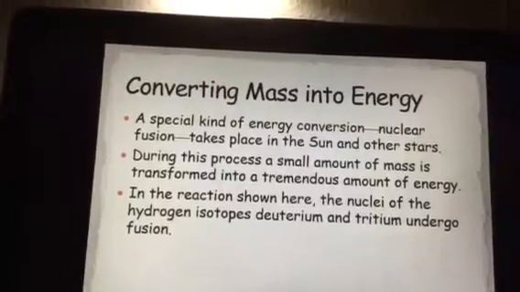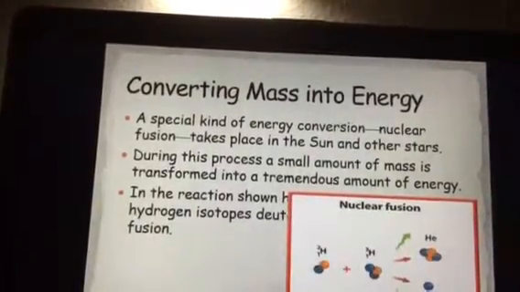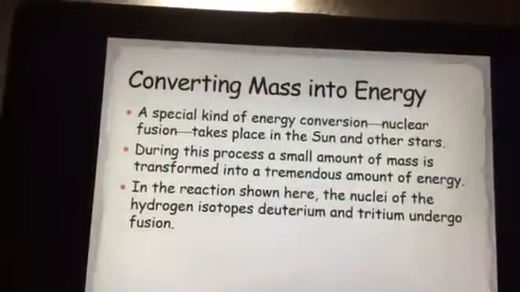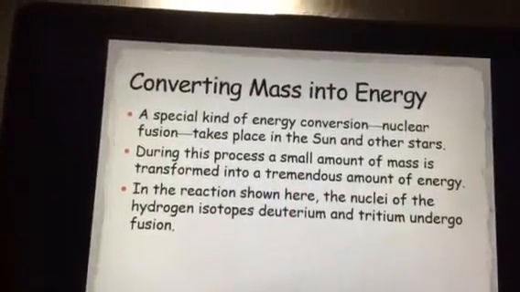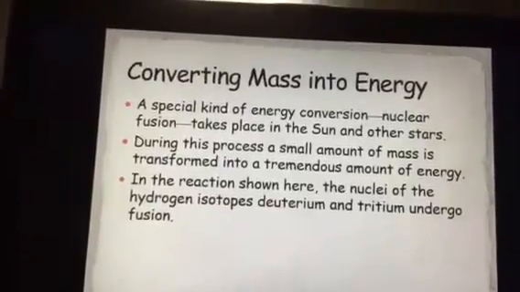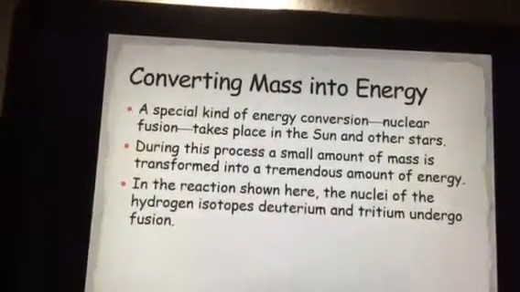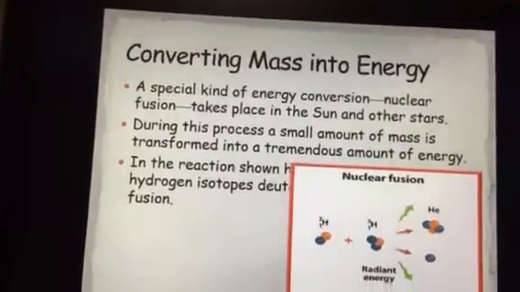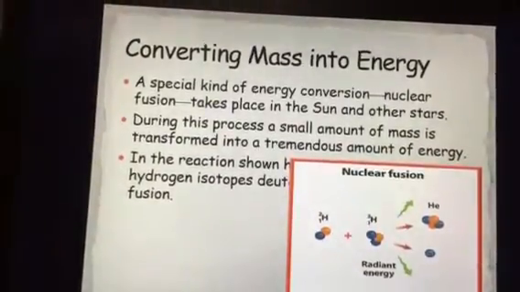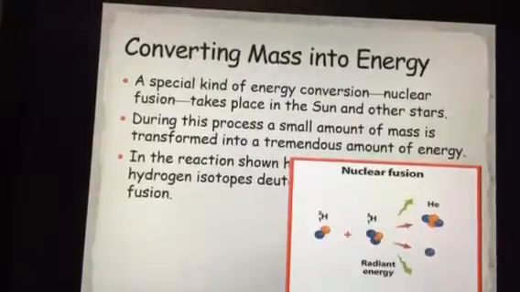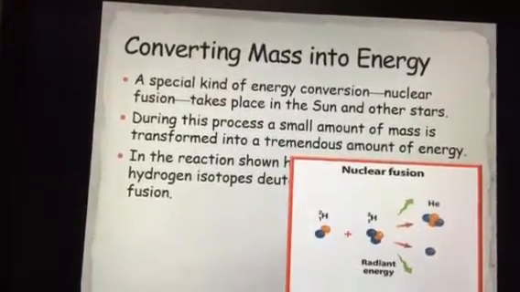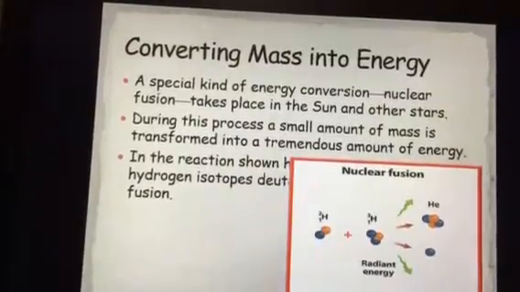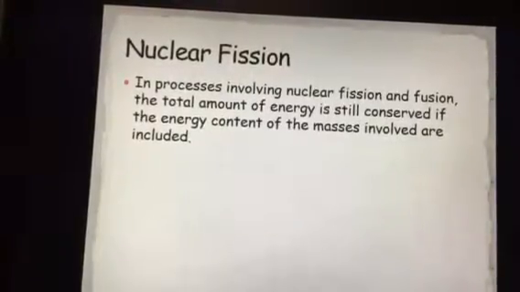In this reaction shown here, the nuclei of hydrogen isotopes, and I'm not making that up, by the way, the hydrogen isotopes deuterium and tritium are undergoing fusion. So basically what we see here is these isotopes are smashing into each other and they're making a new atom called helium. Deuterium is basically hydrogen with 1 neutron.